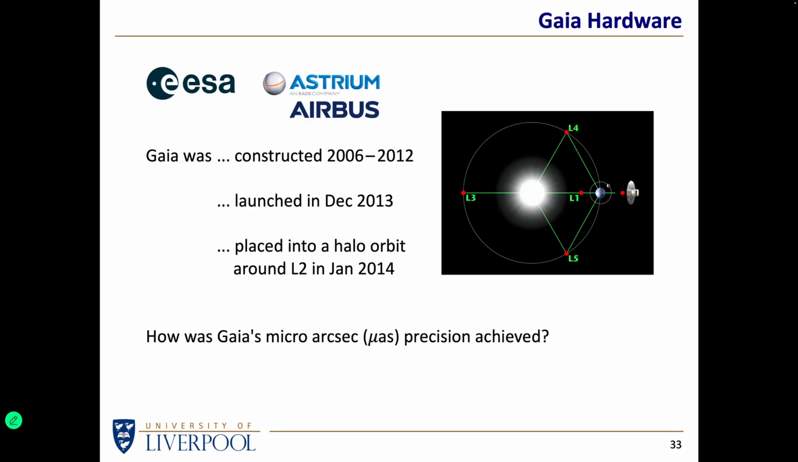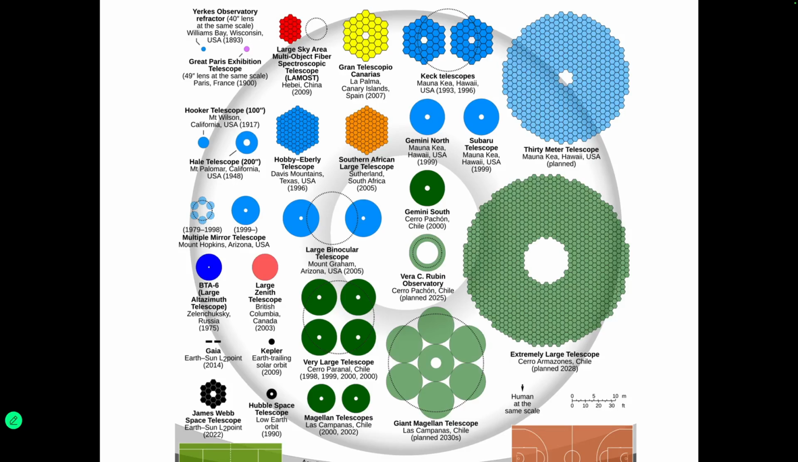So, how did it achieve micro-arc-second precision? We know that large telescopes give us high resolution and small mirrors give us poor resolution. So does that mean if we want a resolution that is significantly better than, for instance, the Hubble Space Telescope, we need to have a mirror that is kilometers in diameter or so? Well, clearly not, because we've just seen an image of what it actually looks like. It's only a few meters in size.